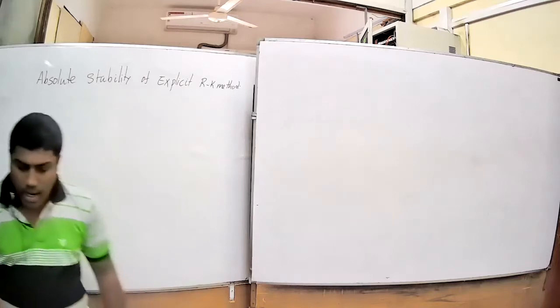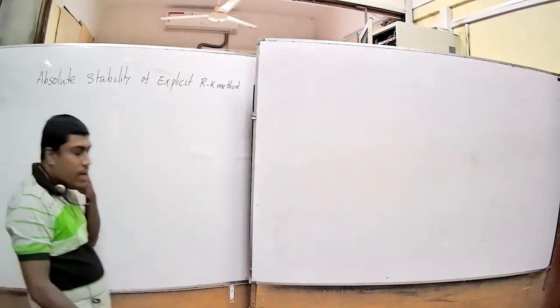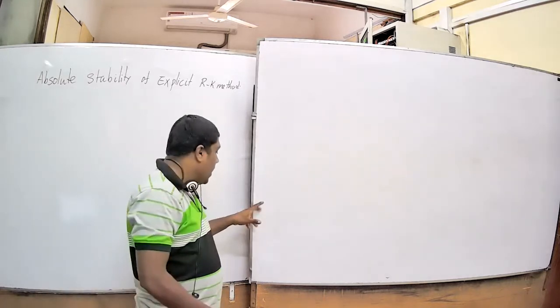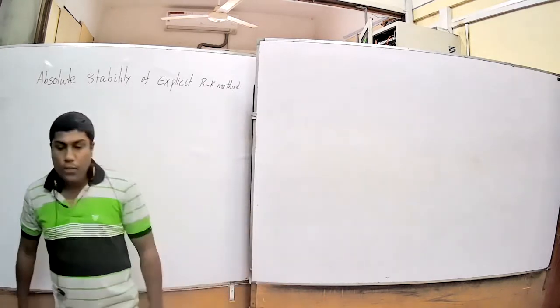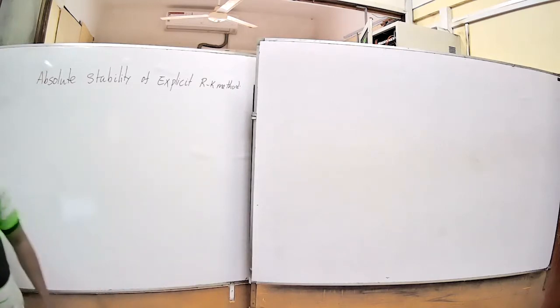All right, so let us start. Last time we talked about absolute stability of a Runge-Kutta method, and in particular, we saw that for an implicit Runge-Kutta method, and we see that by using the definition initially, right?